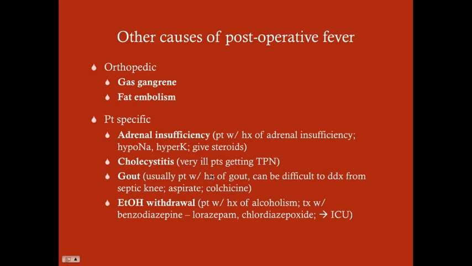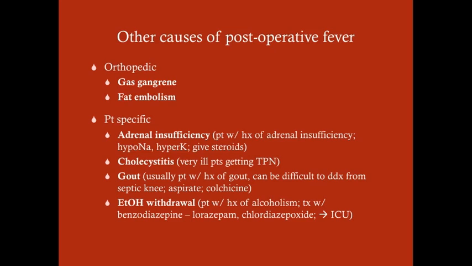Gout, usually this is going to occur in patients with a history of gout. This can often be difficult to differentially diagnose from septic knee. Usually when the gout happens in patients post-operatively, it's going to be in the lower extremity, but it can occur in the knee, it can occur in the toe, and so you can't just assume that it's a septic knee or that it's gout just because the patient has a red, warm, swollen knee or a red, warm, swollen toe.